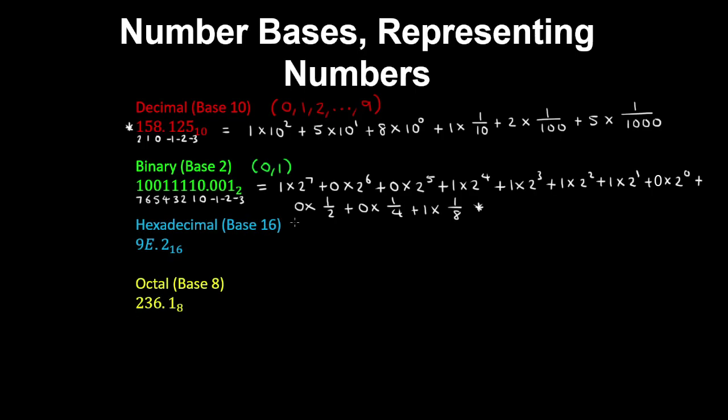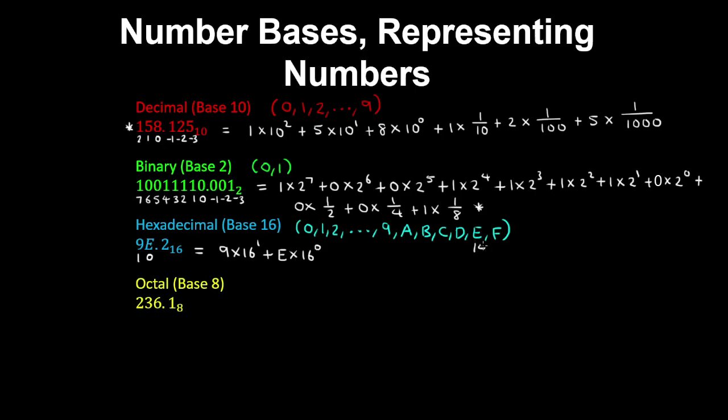Now with hexadecimal or base 16, each digit can be represented from 0 to 9, and from 10 to 15, or A to F. So to the left of the decimal place, we multiply each number by powers of 16. So we have 9 by 16 to the 1, plus E by 16 to the 0.